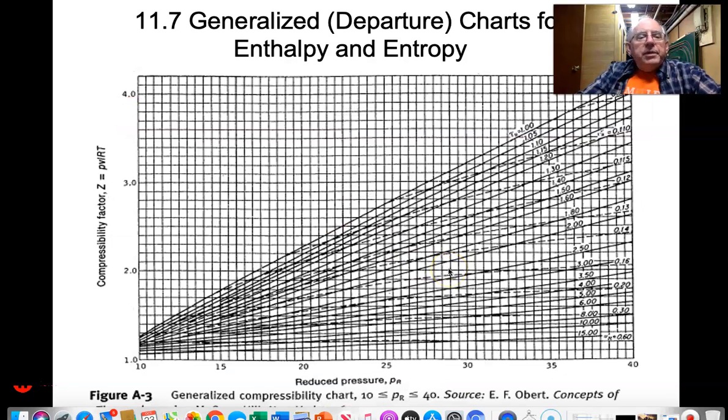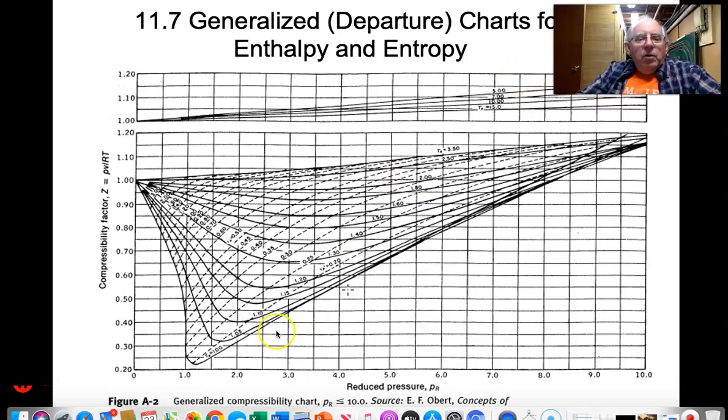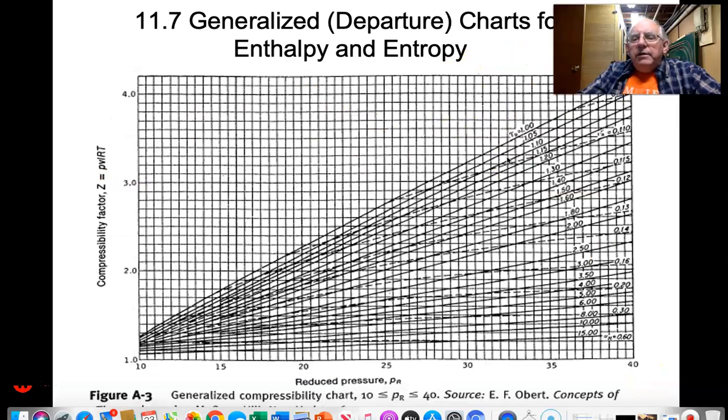Now with that compressibility chart, this also expands. What we're seeing here is this section right here, where we went from a reduced pressure from 0 to 10 and some reduced temperatures. This chart here is looking at very high pressures, higher values of reduced pressure, and again, as you can see, different values of reduced temperature, and how the compressibility factor is above 1 for those very high pressures.